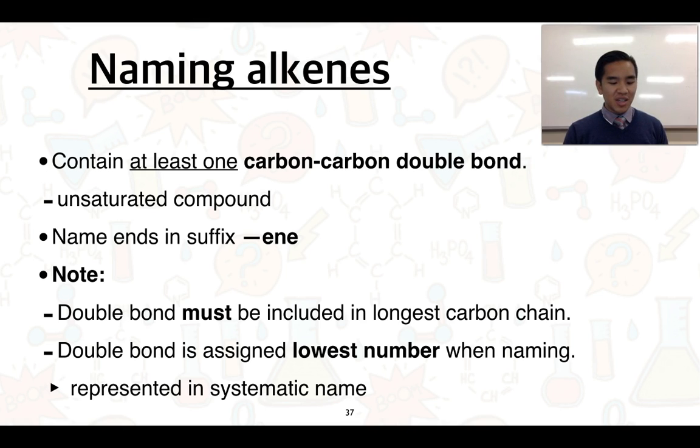The second note is that the double bond is assigned the lowest possible number when we name, and we represent this in the systematic name. So at this point we actually ignore any alkyl groups that may be positioned and trying to assign them the lowest possible number. We essentially say that the double bond takes precedence over any of those alkyl groups. It's the more important group of the molecule because it gives rise to its different chemical properties.